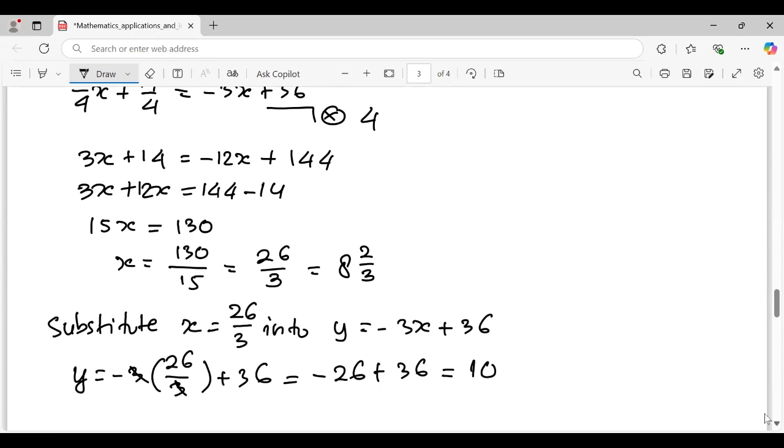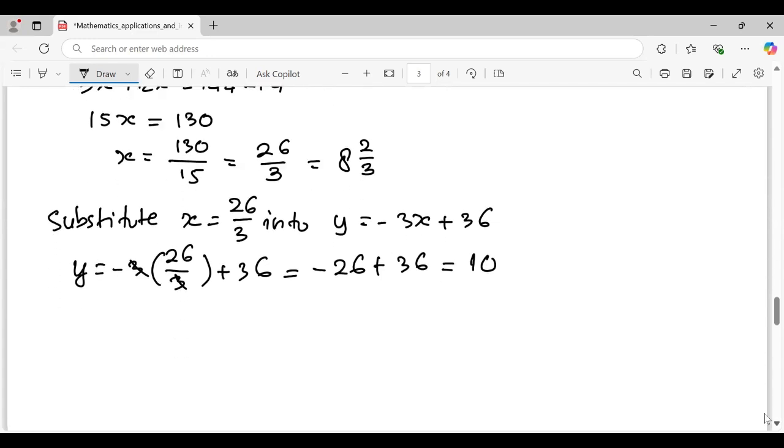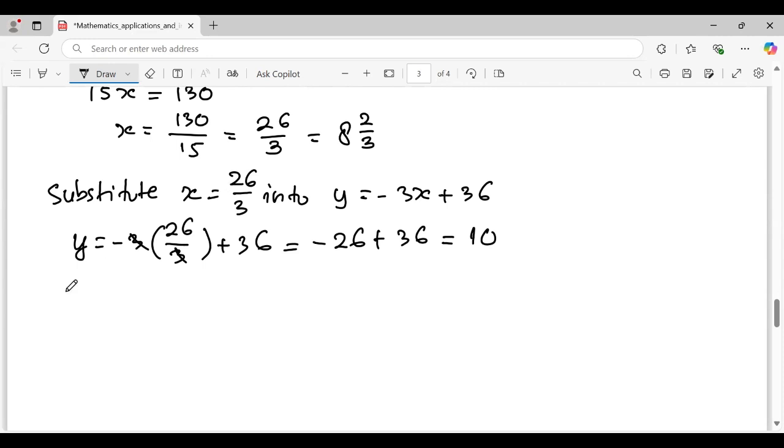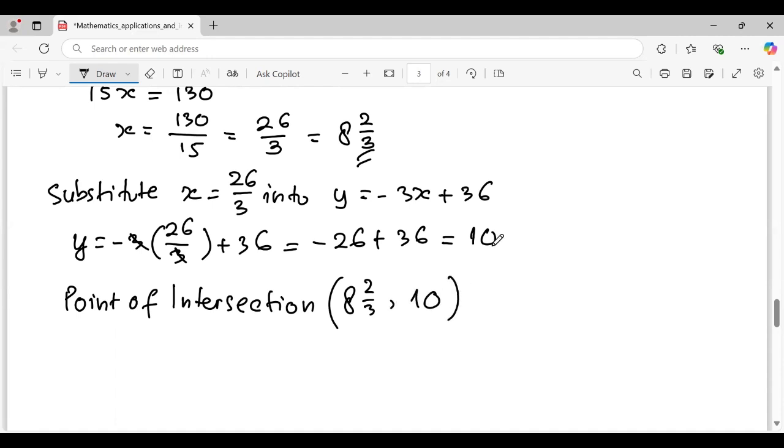So the point of intersection, you can state, is the coordinate point (8 2/3, 10). Or in decimal, 8.666, comma 10.